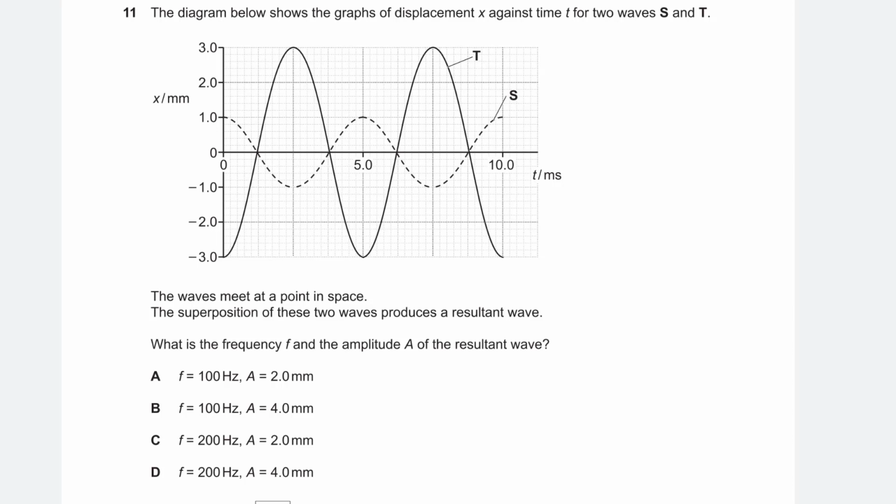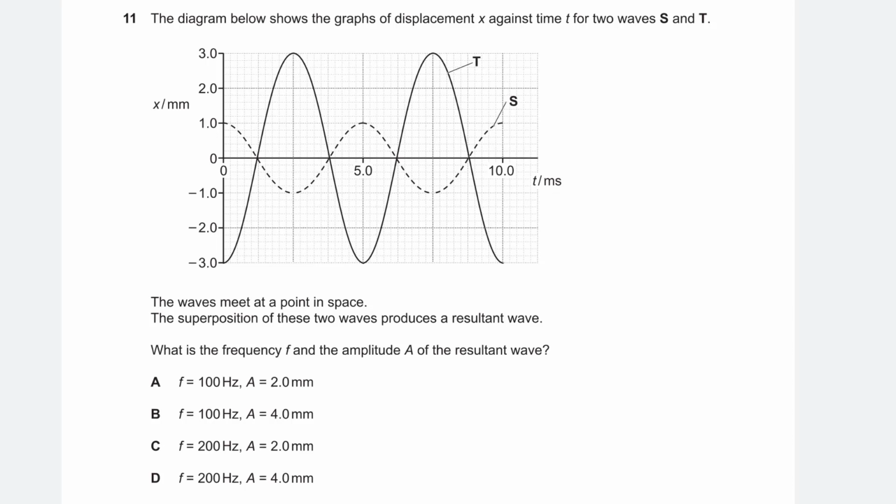The diagram below shows the graphs of displacement x against time for two waves S and T. The waves meet at a point in space. The superposition of these two waves produces a resultant wave. What is the frequency F and the amplitude of the wave?